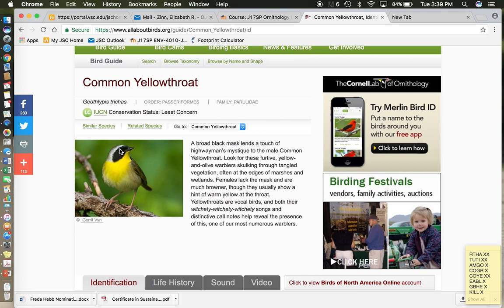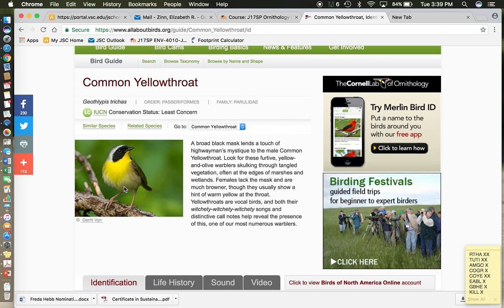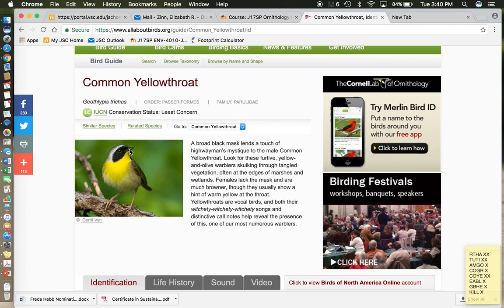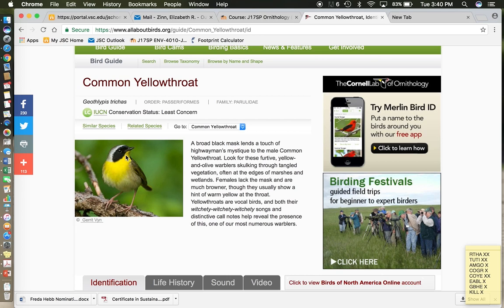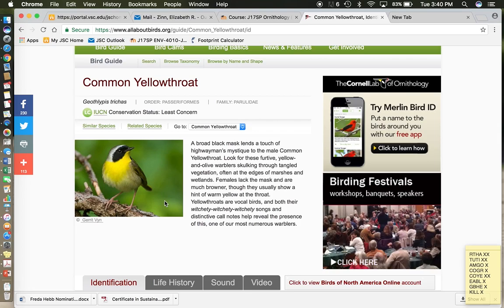This one is called the common yellowthroat. It's kind of the bandit of the warbler world. So this is a very small bird, and the male has a very distinctive black mask with a white eye line above it, or it's not really an eye line, kind of an eyebrow above that, and of course the yellow throat. That's the name, common yellowthroat.